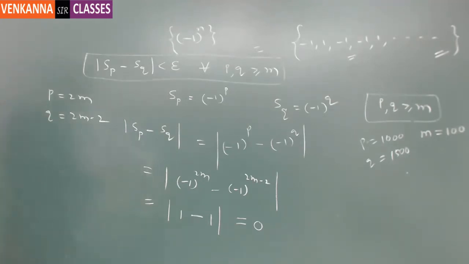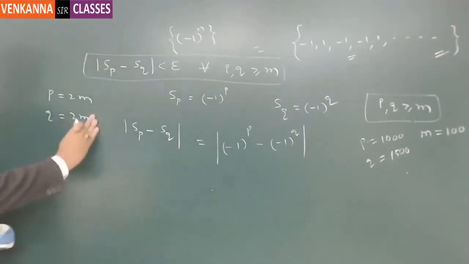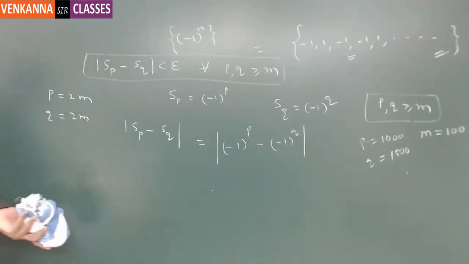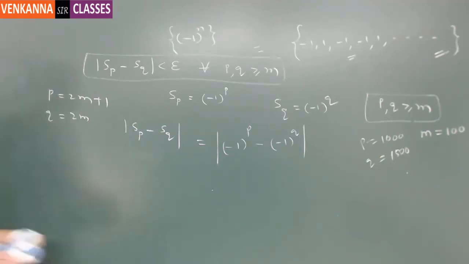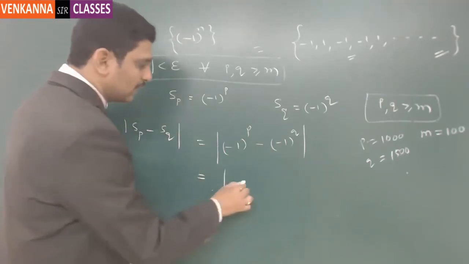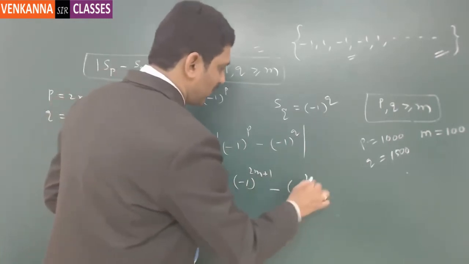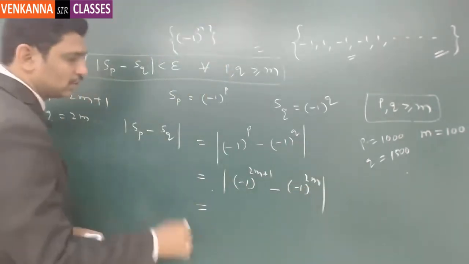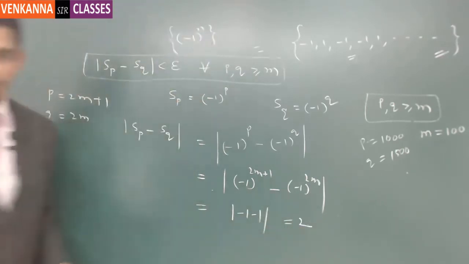So let us do that. You take one even number and one odd number. So I will write like this: this is 2m and this is 2m plus 1. One is an odd number and one is an even number. If we calculate what happens, this will be (minus 1) to the power 2m plus 1 and this will be (minus 1) to the power 2m. So the result is minus 1 minus 1, which is equal to 2, right?